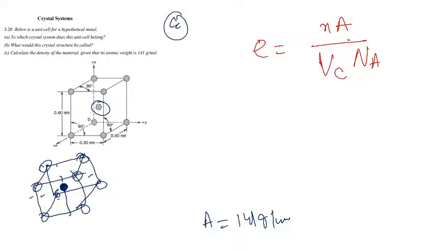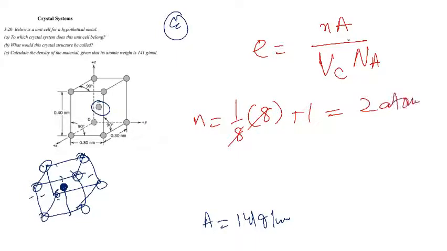So n can be calculated from the body-centered cell. We have 8 atoms at the corners, so each contributes 1 over 8, and 1 atom at the center. So it will have 1 plus 1, which is 2 atoms per unit cell. So in this unit cell, 2 atoms are there.